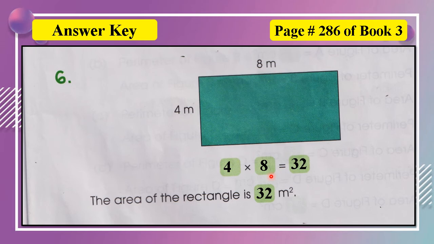Dash multiplied by dash. तो आप बॉक्स में क्या लिख देंगे? 4 मल्टीप्लाइड बाय लेंथ कितनी है? 8. यहाँ 8 लिख दीजिए. 4 मल्टीप्लाइड बाय 8 इज इक्वल टू डैश. तो उम्मीद है आपके जहन में आंसर आ ही गया होगा प्यारे बच्चों. कौन बच्चा इसका आंसर बताएगा? 4 मल्टीप्लाइड बाय 8 इज इक्वल टू 32. The area of the rectangle is dash meter square. 32 meter square. This is your answer.